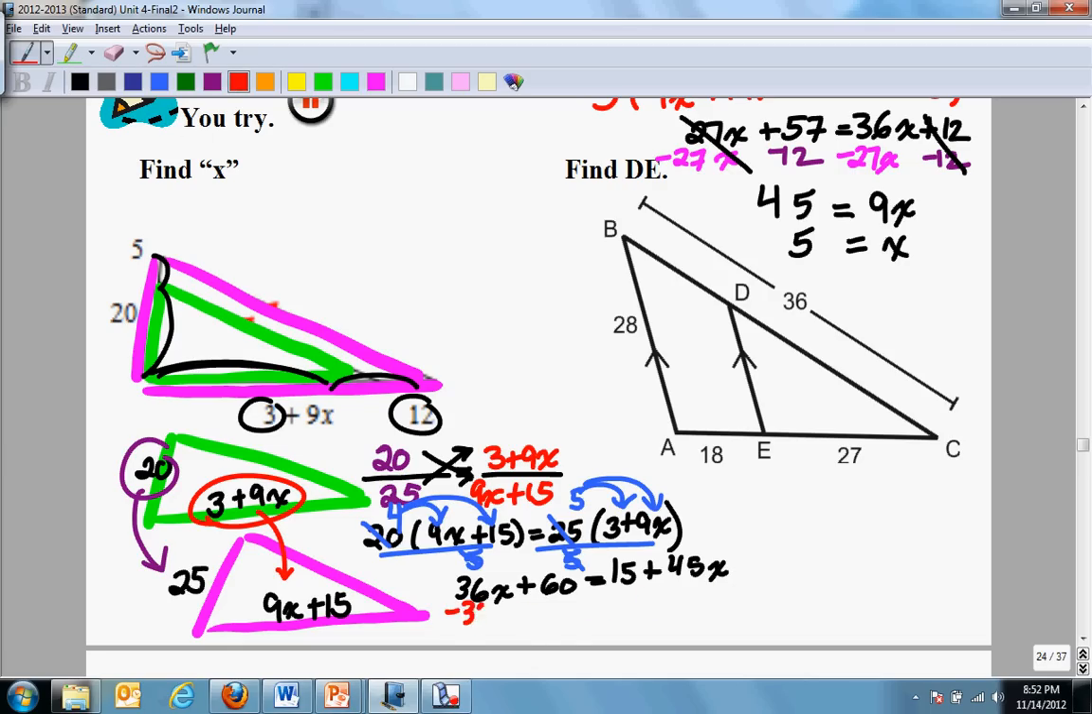And we're going to minus 36x. And then this way I'm going to minus 15. That cancels. That cancels. We end up with 9x equals 45. And x equals 5.